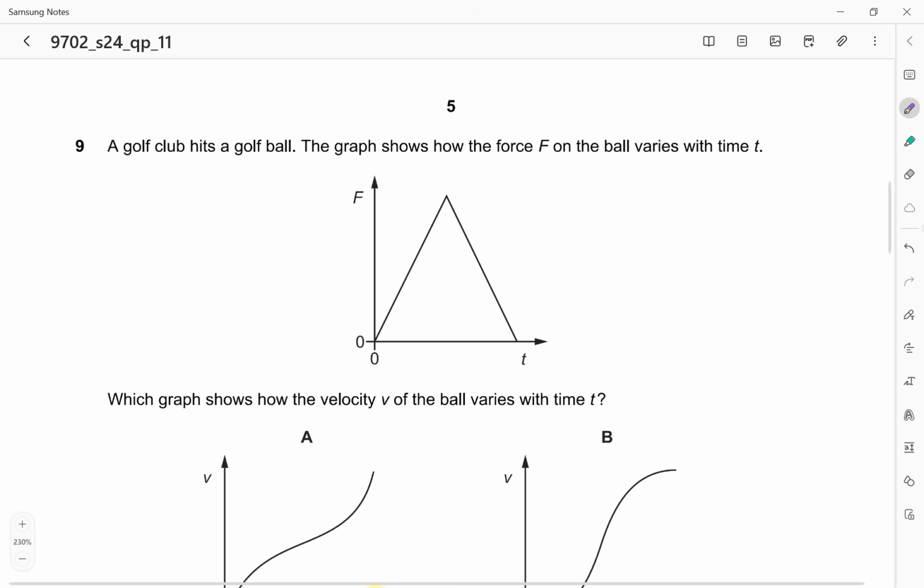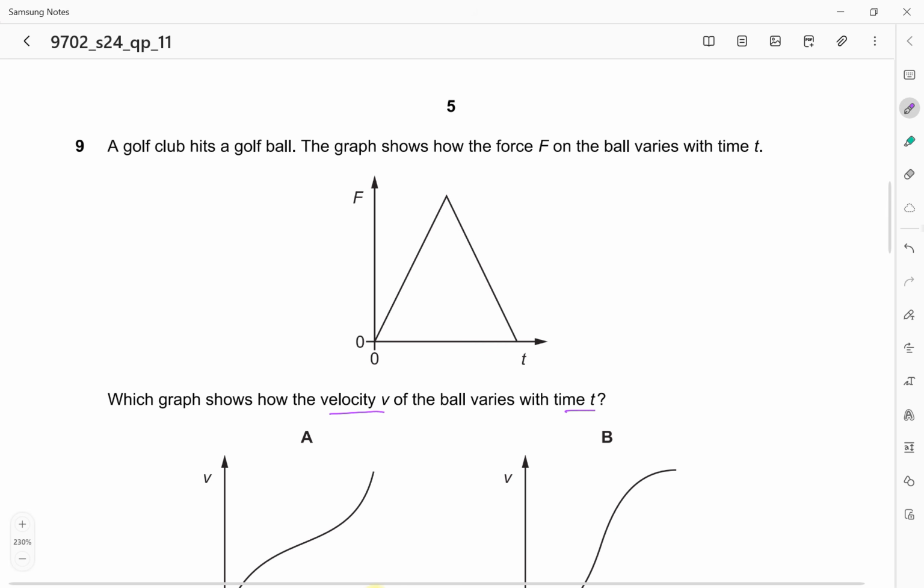A golf club hits a golf ball. The graph shows how the force F on the ball varies with time t. Which graph shows how the velocity v of the ball varies with the time t?